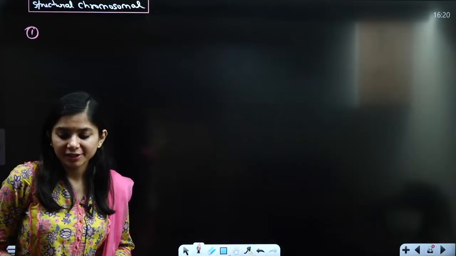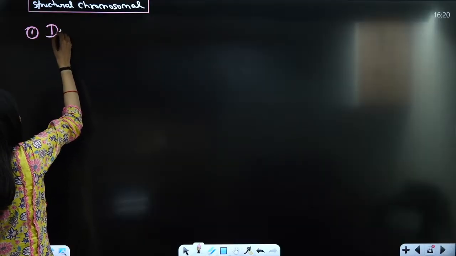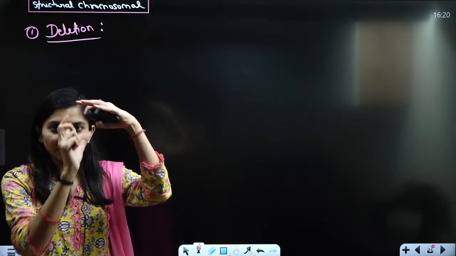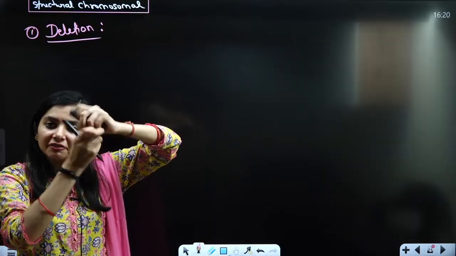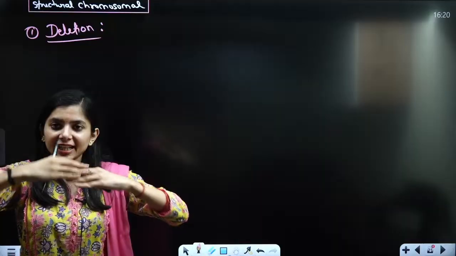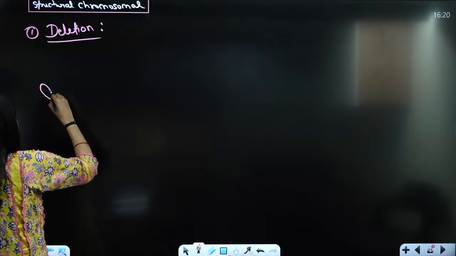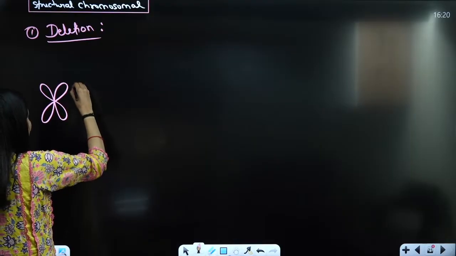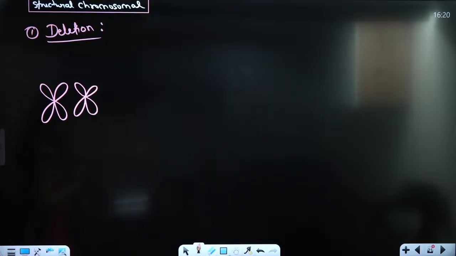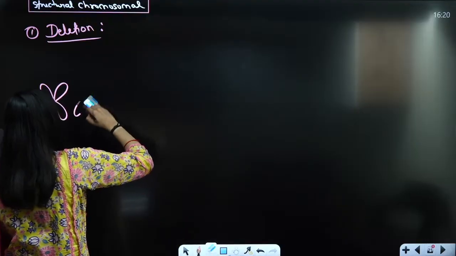For the structural chromosomal aberration, the first one is deletion. I won't be repeating it again and again. You know that first we take one DNA in the wound form and unwind it. After unwinding, we get a double-stranded structure. Now try to understand. I have my DNA structure here. Here is one pair of chromosomes. Let me take it one by one so that you can understand.